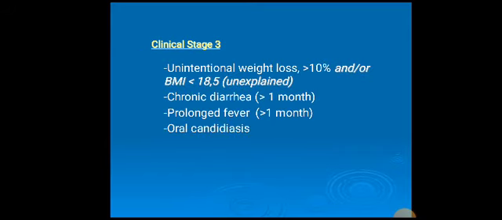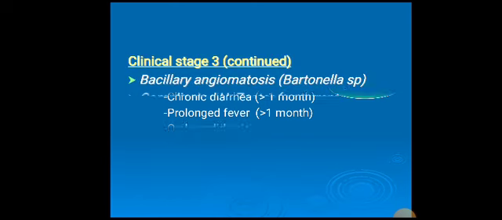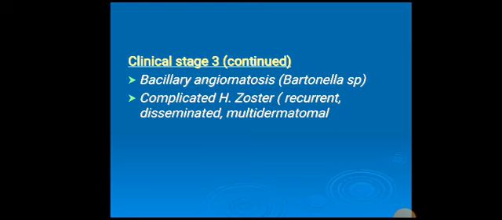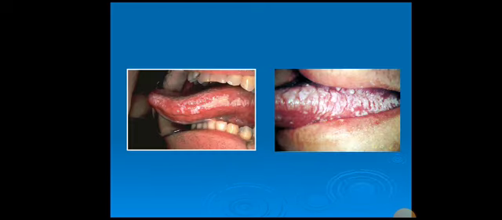Stage 3: unintentional weight loss. The patient has a body mass index less than 18, or chronic diarrhea, prolonged fever, oral candidiasis, hairy leukoplakia, pulmonary tuberculosis, and severe bacterial infection like pneumonia, polymyositis, and bacterial meningitis. Also, the patient may have bacillary angiomatosis and complicated herpes zoster. This is candida infection of the mouth, and this is hairy leukoplakia.